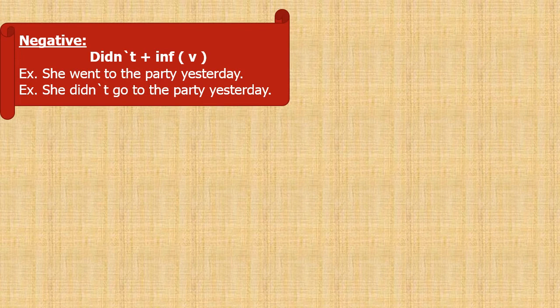Didn't plus infinitive verb. Here, for example, she went to the party yesterday. Here we have one verb in the sentence, verb went. In the past simple, it's an irregular verb. When I want to change into negative, I will use didn't plus verb infinitive, the main verb in the sentence. So the sentence will be, she didn't go, verb infinitive of the main verb of the sentence. Okay, she didn't go to the party yesterday.